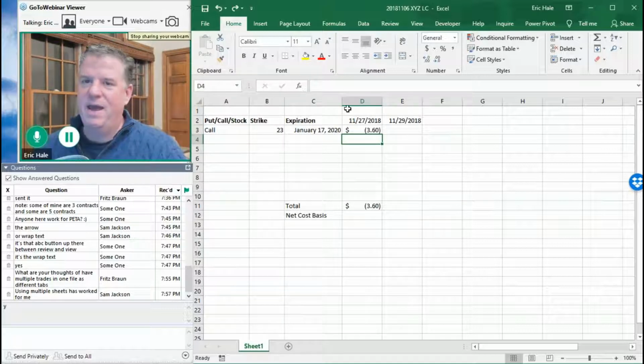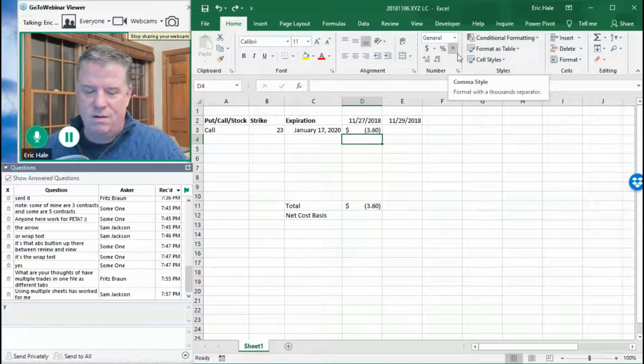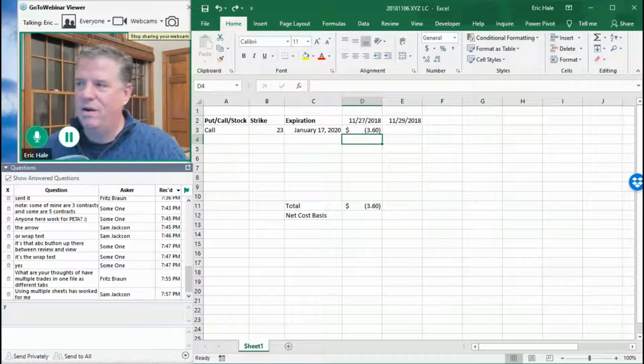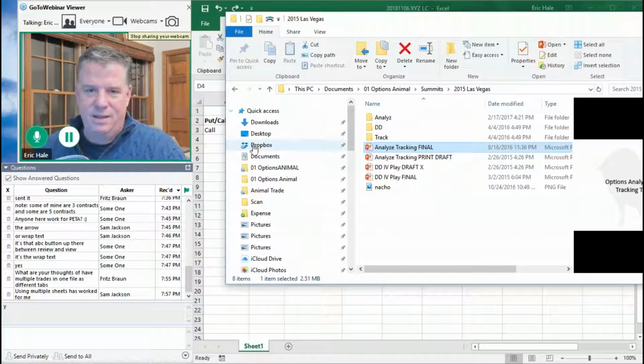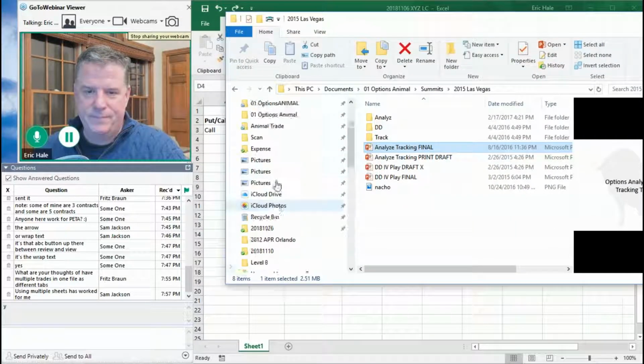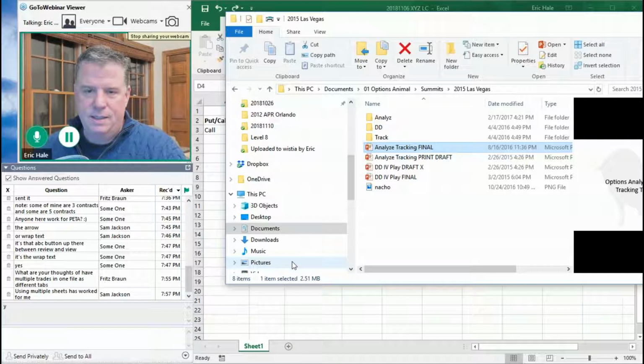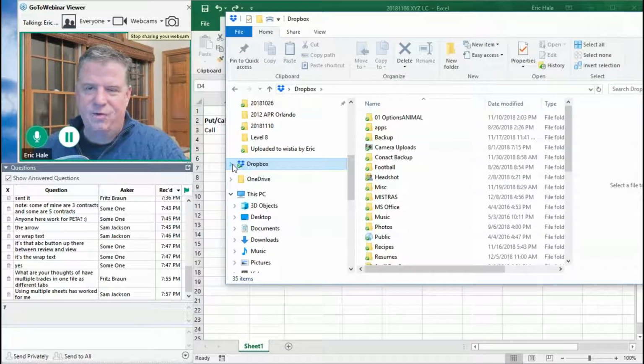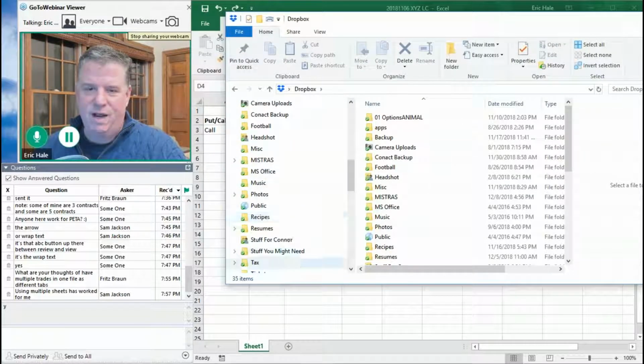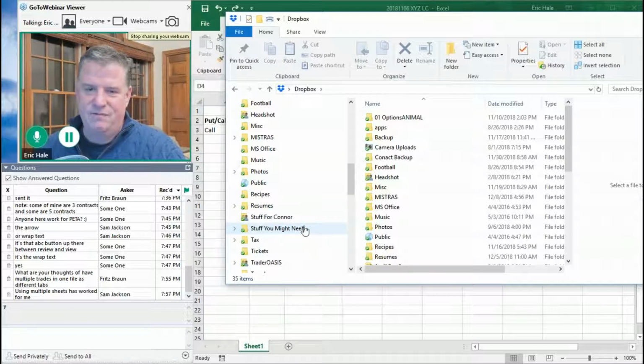The other thing, I'm a big fan of using Dropbox. Very secure, good way to share files. And if you ever find yourself away and you're like, oh man, I need that important file, for me, Dropbox is very handy. Dropbox is like a folder. So I have all kinds of stuff you might need. Stuff for Connor, stuff for my son, Trader away.